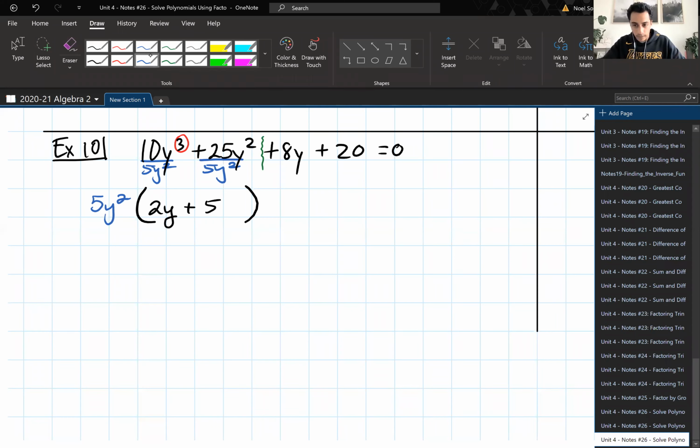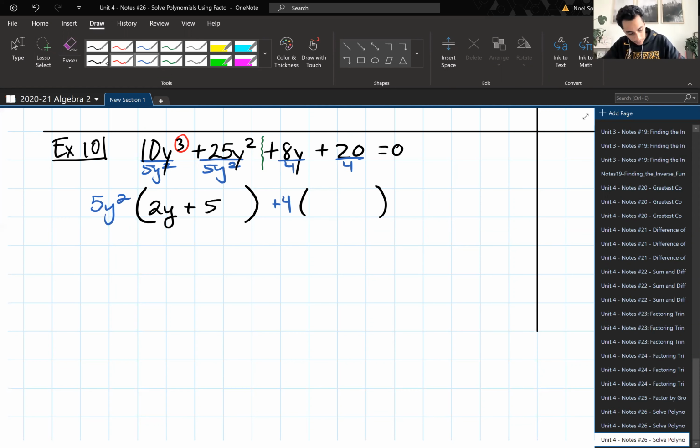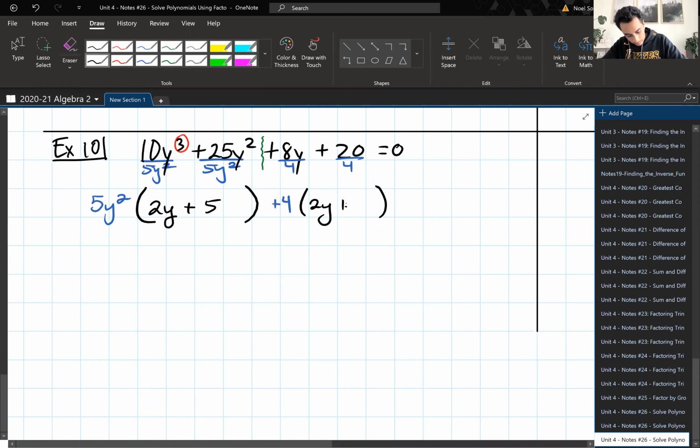They can both be divided by 2, but there's something bigger. Yeah, they can both be divided by 4. So that means we want to factor out a positive 4. We divide by 4 here to both terms. And that should give us 2y plus 5. Okay, and this is still all equal to 0.